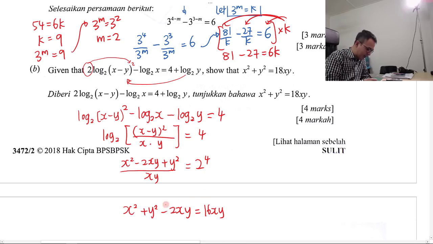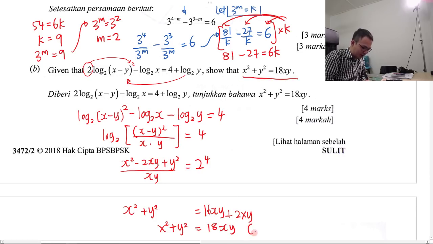Then what I will do next is I move the minus 2xy to the other side, become plus 2xy, right? You should know become plus 2xy. So the whole thing here will become plus 2xy. Then you should get the answer. So 16xy plus 2xy, you should get 18xy. This is what the equation 1, then I'll write shown. Yeah, it's not too difficult, but you just need to know some basics about the log, then you just move around, then you should be good.